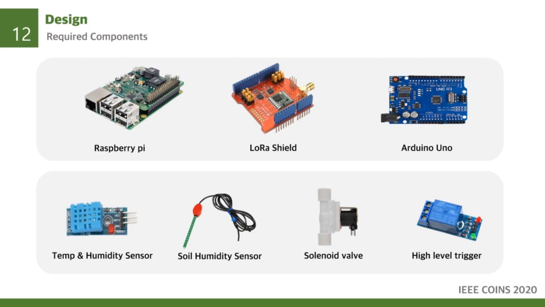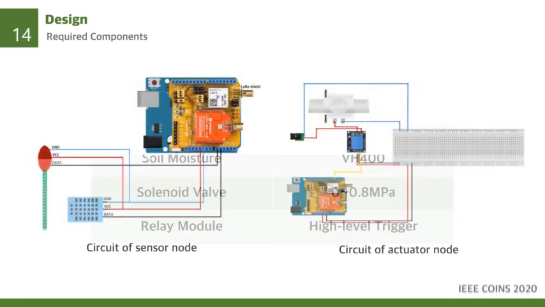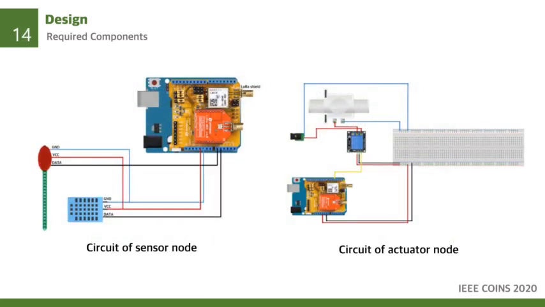Here are the required components for our smart farm: a Raspberry Pi, LoRa Shield, Arduino, temperature and humidity sensor, soil humidity sensor, a solenoid valve, and a high-level trigger. We used DHT11 for the temperature and humidity sensor, VH400 for the soil moisture sensor, a solenoid valve, and a high-level trigger for a relay module. The picture on the left is a circuit of the sensor node, and on the right is a circuit of the actuator node.